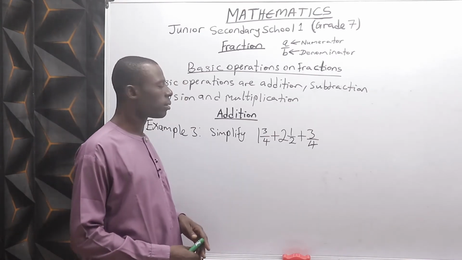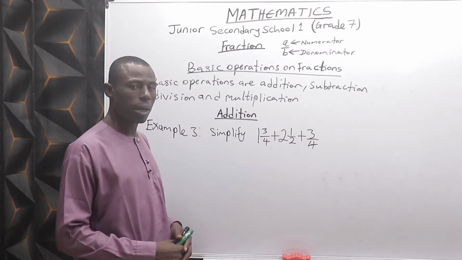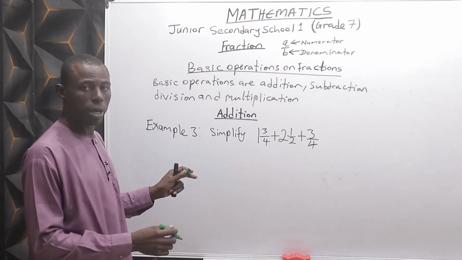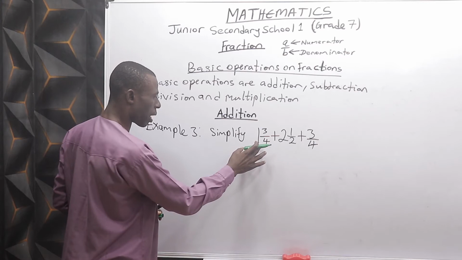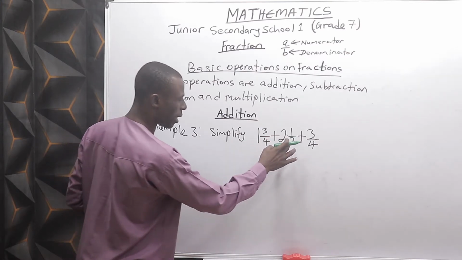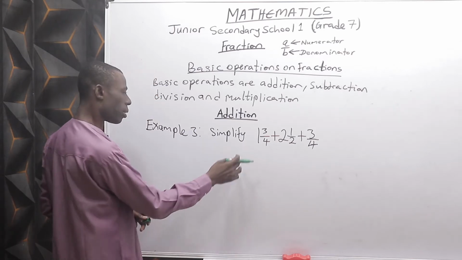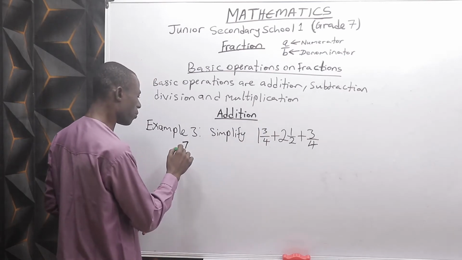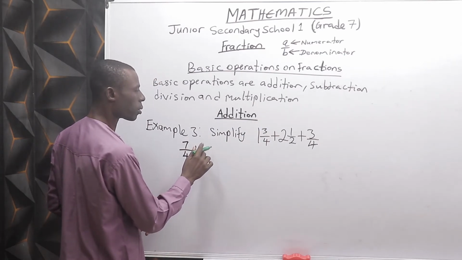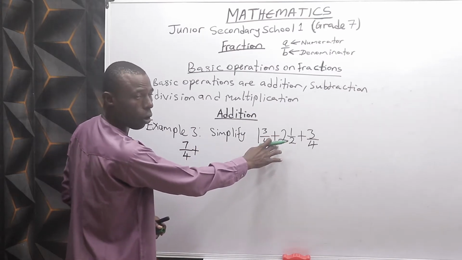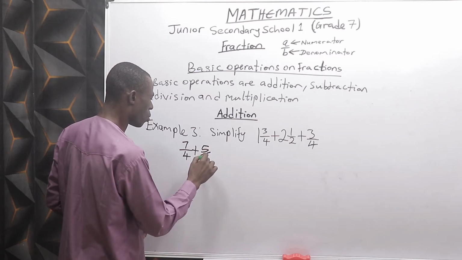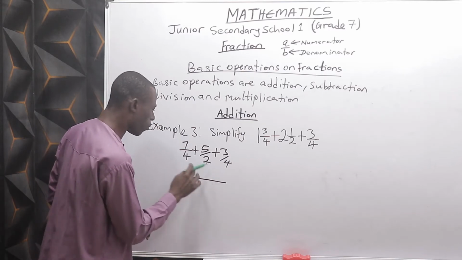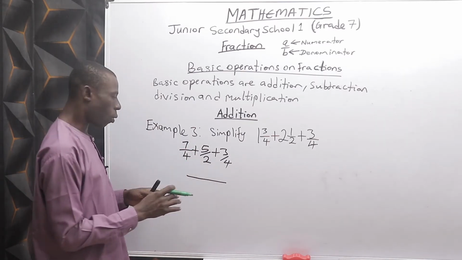Simplify 1 whole number 3 over 4 plus 2 whole number 1 over 2 plus 3 over 4. Two approaches are possible here. Number 1, you can convert the first term and the second term to improper fractions. Thus, 4 times 1 is 4, plus 3, that's 7. 7 over 4 plus 2 times 2, that is 4, plus 1, that is 5 over 2, plus 3 over 4. The LCM of 4 and 2 is 4.